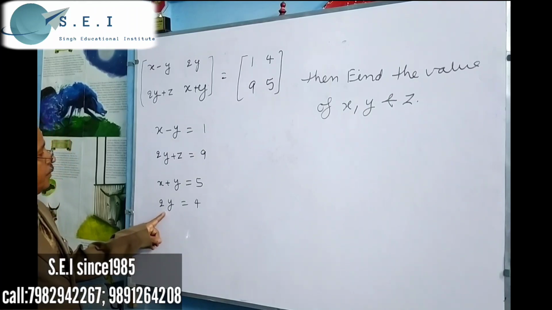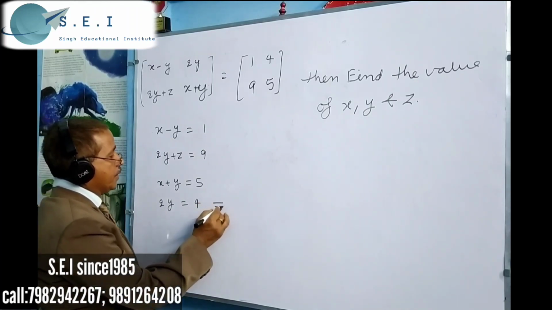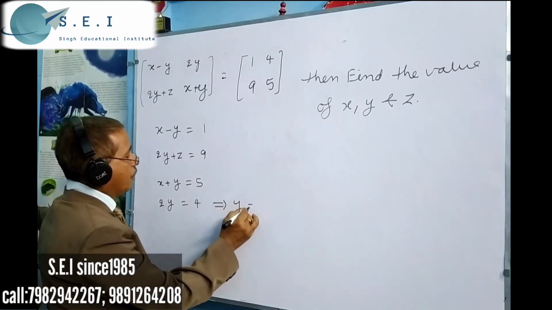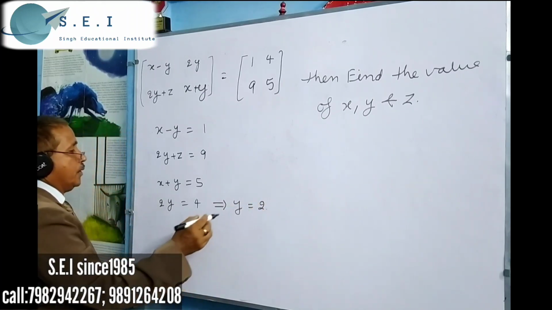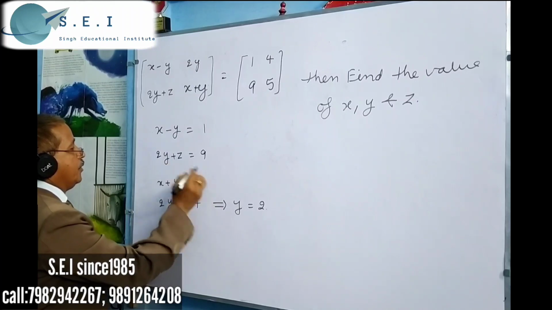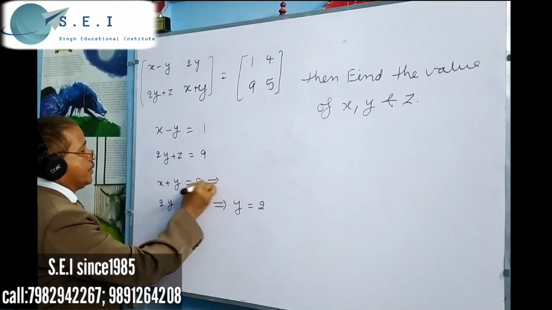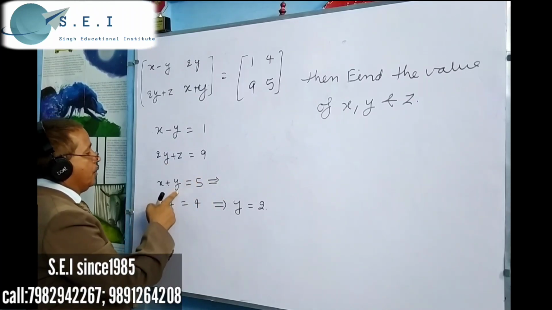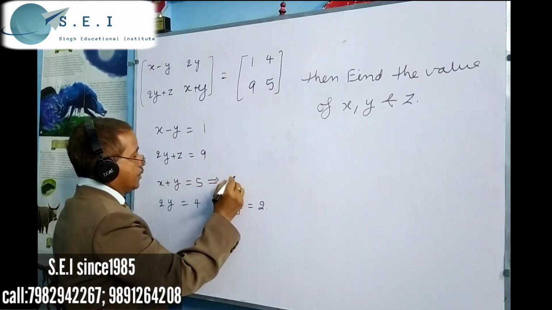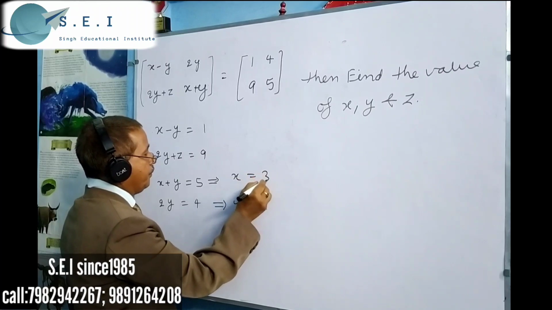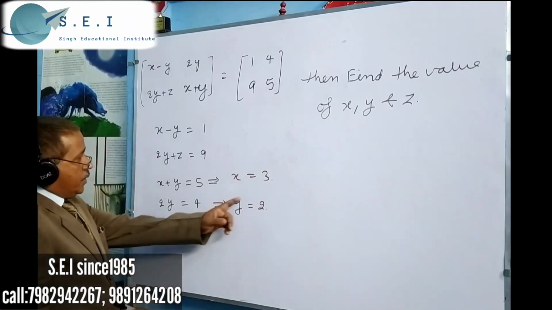We can get y from this equation. Here y is equal to 4 divided by 2, which is equal to 2. The value of y can be shifted in this equation, which is 2. 2 is subtracted from 5 on the other side to get x is equal to 3.